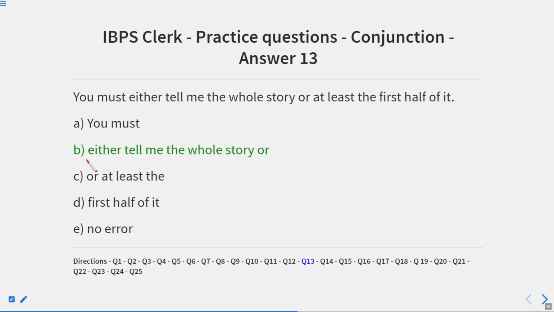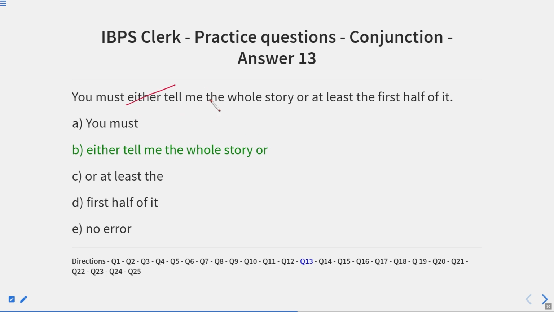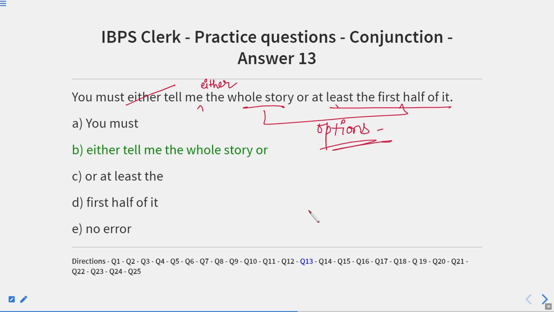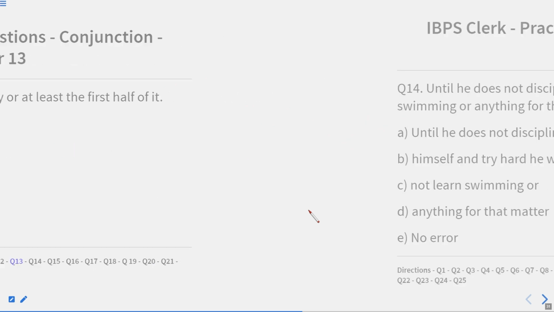Therefore the error is in part B, where either should be placed after the words tell me. So here the correct sentence will be, you must tell me either the whole story or at least the first half of it, because whole story and at least the first half of it are the options. So this will be the correct structure. This is also the structure with the not only but also pair and the neither nor pair. Now let us move to the next one.